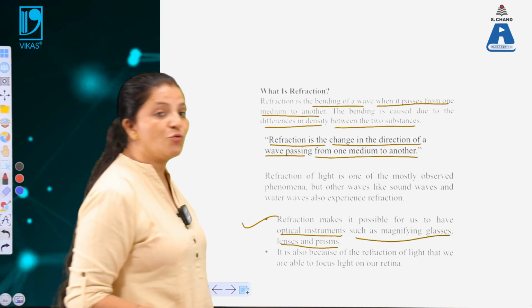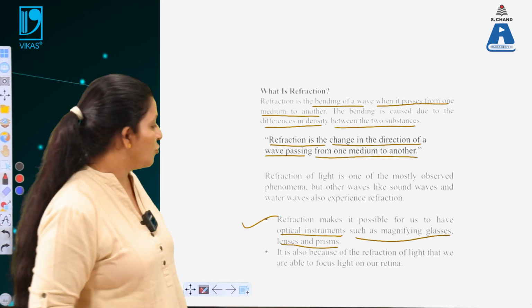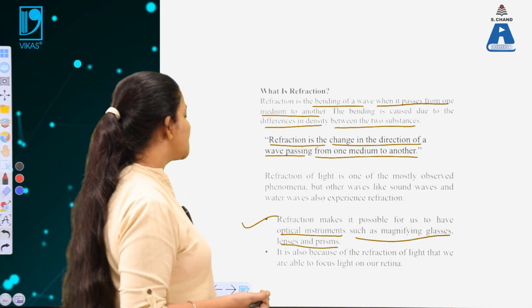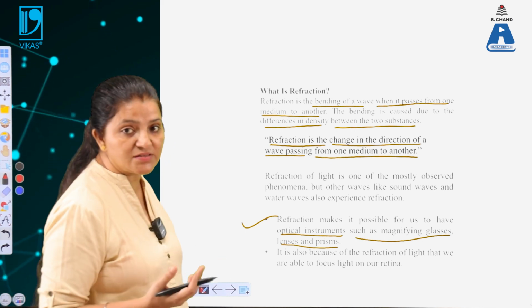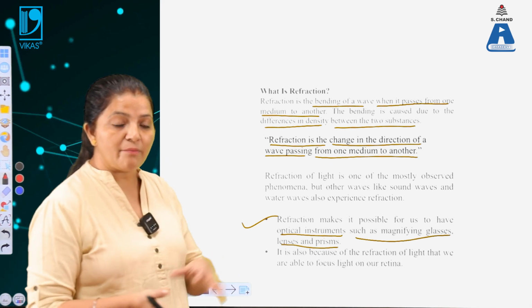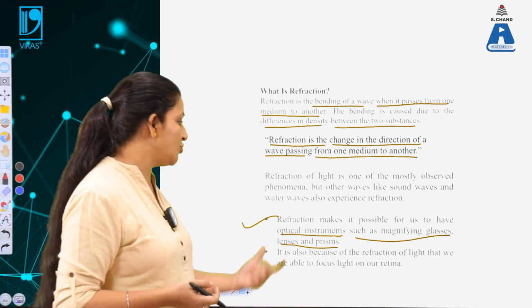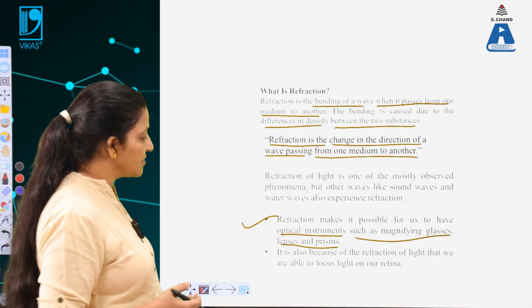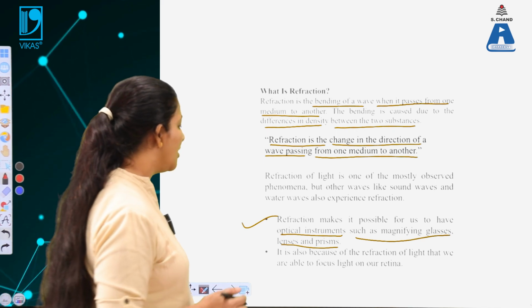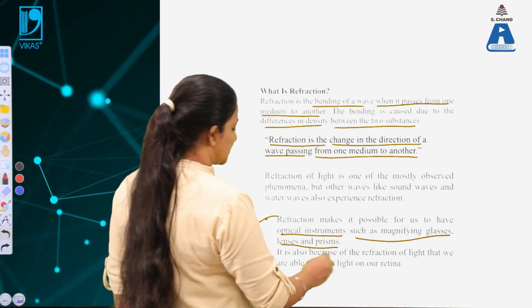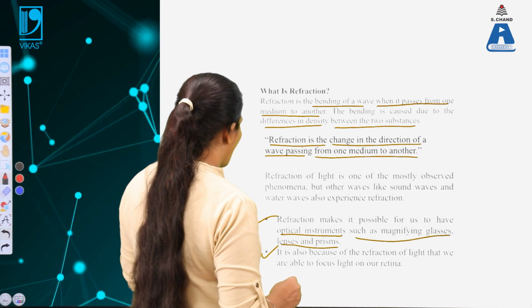Now, what are the uses of this refraction? We know that when light passes through prisms or lenses, we are able to see magnified images of the object. So that's why refraction is used there. And second, it is because of refraction of light that we are able to focus the light on our retina. Now, what does it mean?